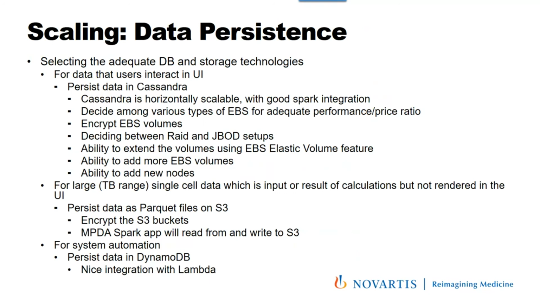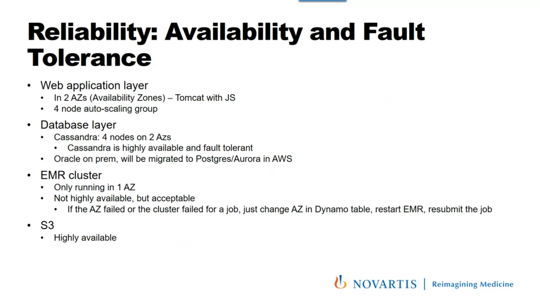Next, we're going to talk about reliability, availability, and fault tolerance, to be precise. So I'm going to break this down into four different tiers. First is the web app. As I said, the web app is hosted within an EC2 instance. It's got an auto-scaling group with Tomcat and JavaScript running on it. Data is hosted on EC2-hosted Cassandra, so that's the database.